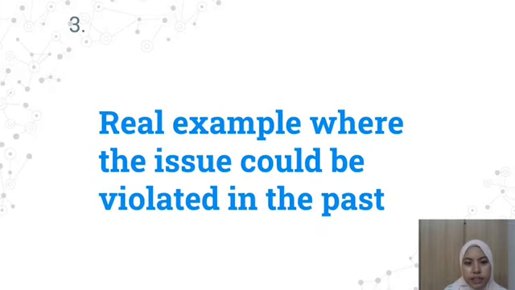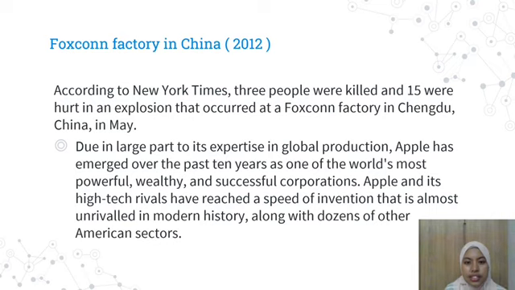Thank you, Luqman. Now I will explain a real example where the issue was violated in the past. The example is the Foxconn factory in Chengdu, China, where an explosion occurred causing 3 people to die and 50 people injured. For your information, Foxconn is an electronic manufacturing company that also supplies Japanese, American, and Chinese companies. Notable products produced by the company include iPad, iPod, Nokia, and BlackBerry.